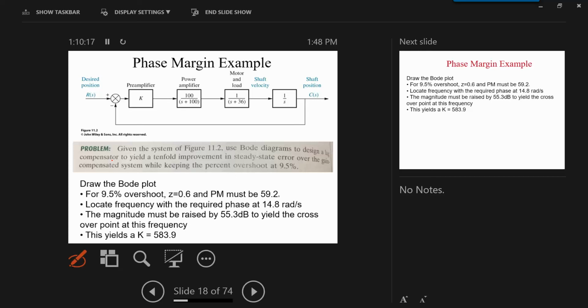Okay, so let me check. So I did the 100 here. So the 100 you have k times. So k times, therefore k should be the one that brings the magnitude to this. Okay, so this is how we do it. Is this clear? Okay, is it clear?